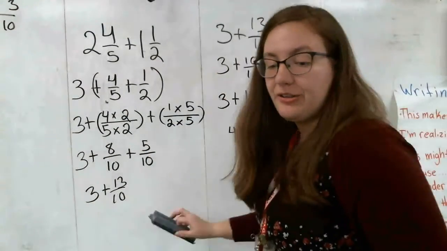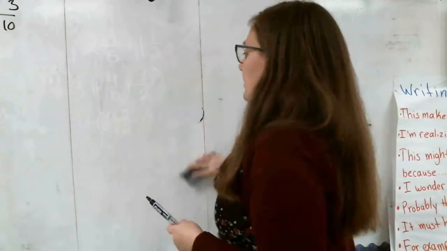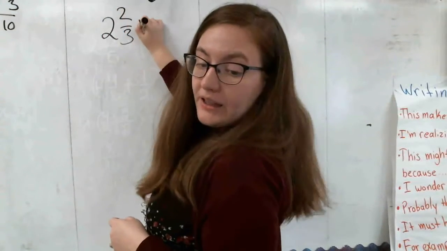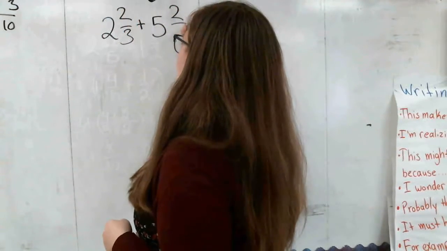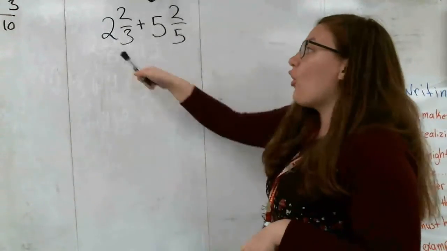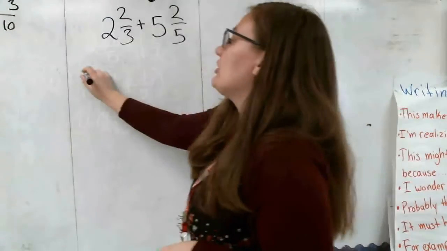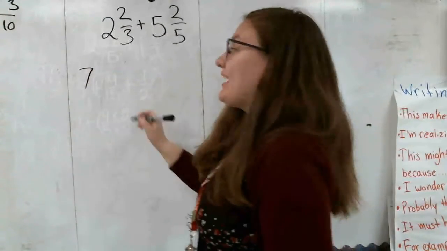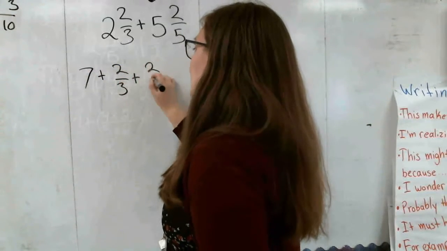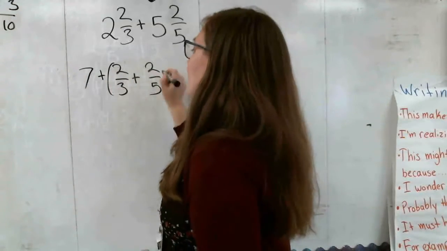All right, let's move on to the next problem. So I'm going to go ahead and erase all of this. And our next problem is 2 2/3 plus 5 2/5, just like that. So remember, our first step is we want to add our whole numbers together first. So we have 2 plus 5, which is going to give me 7. Then I still need to add on these fractions. So I have 7 plus 2/3 plus 2/5. And I just want to worry about this fraction part right here.